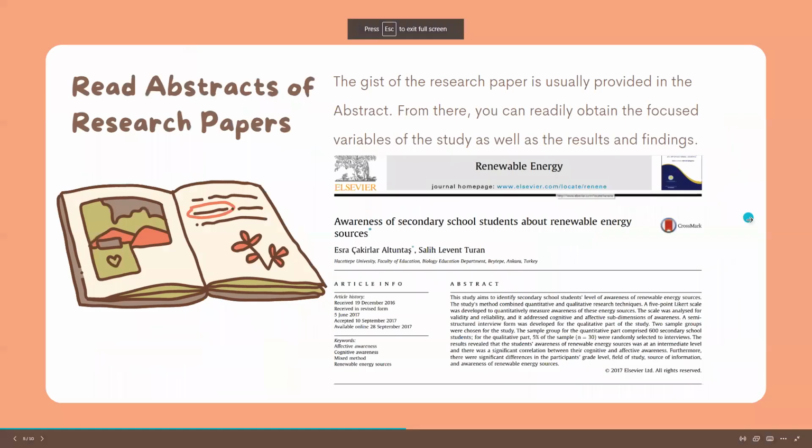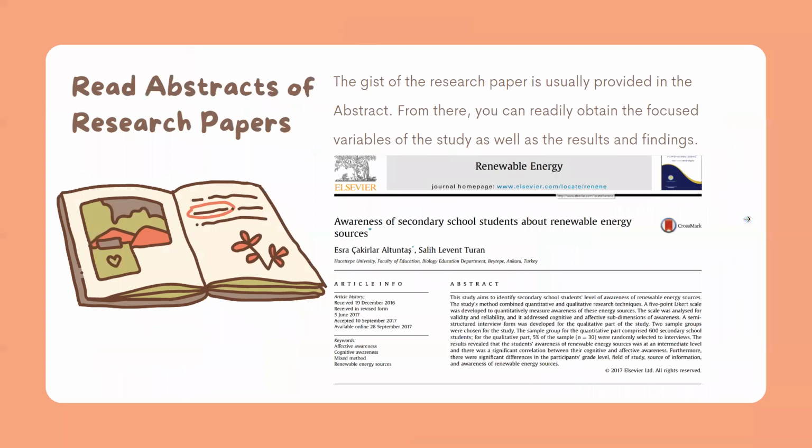Next would be reading the abstracts of research papers. I don't know if you know the parts of a research paper, but the abstract is actually the gist of the research paper. It's a shortened summary of the whole paper. From there, you can readily obtain the focus variables of the study as well as the results and findings.